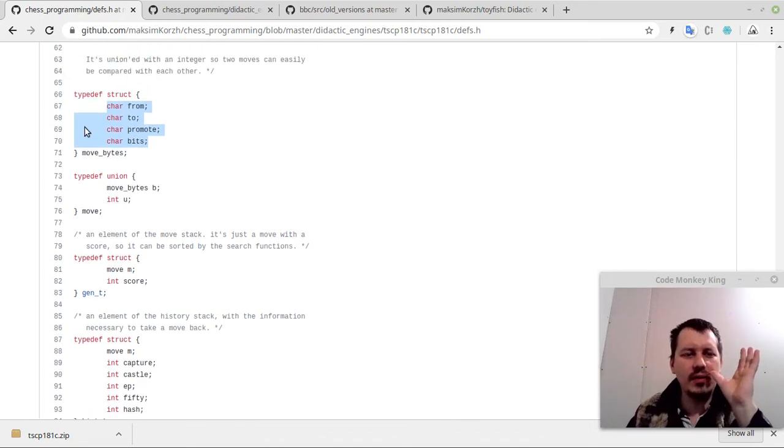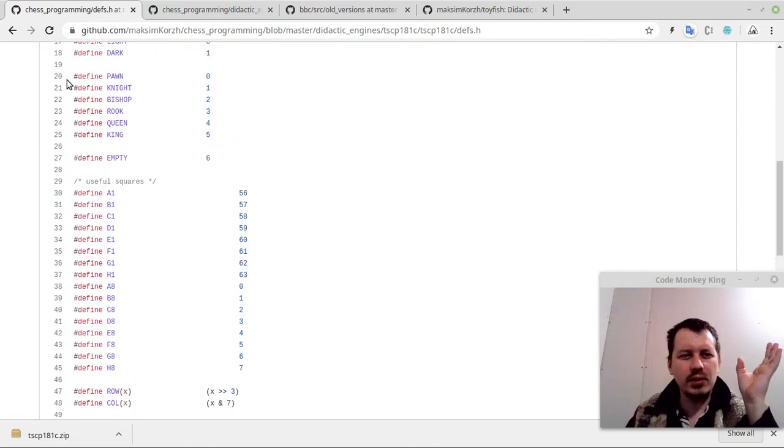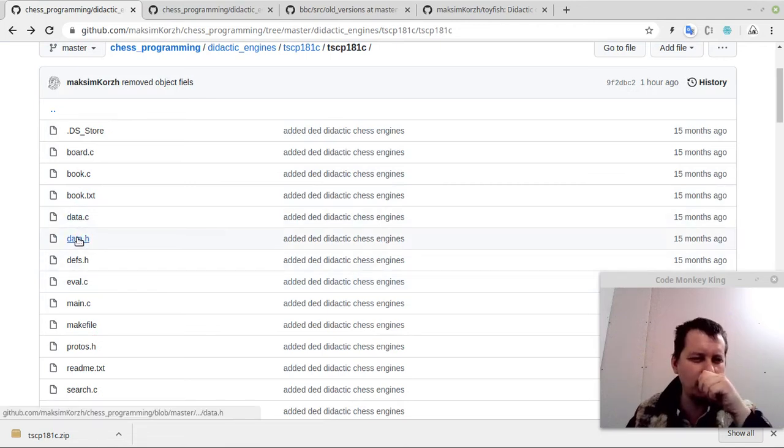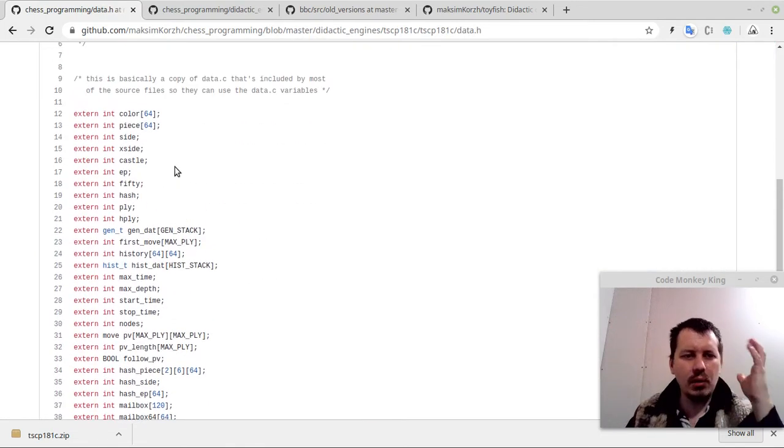And then they use this, move bytes. The move contains this move byte. So yeah, it's getting clearer, and there's another structure. Okay, it's still not clear where the board definition is. So let's go to data.h, for instance, and here we go.